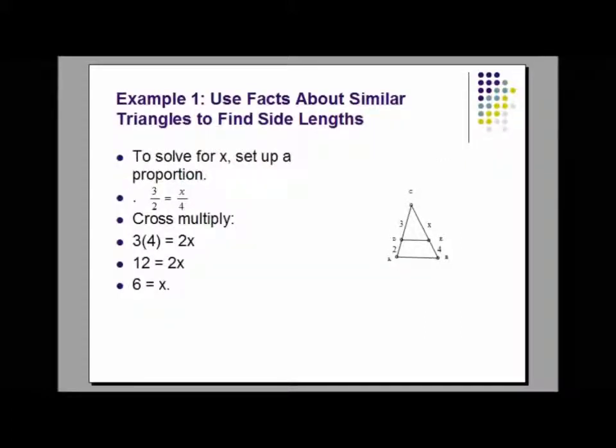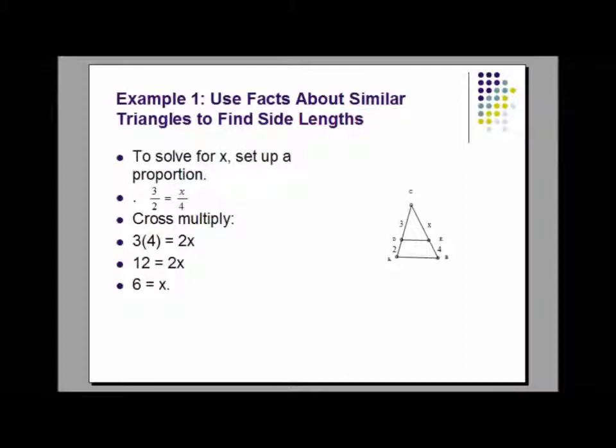In example 1, use facts about similar triangles to find side lengths. To solve for x, set up a proportion. In this case, our proportion is 3/2 equals x over 4. Notice that we've set it up so that we're consistent in our proportions.